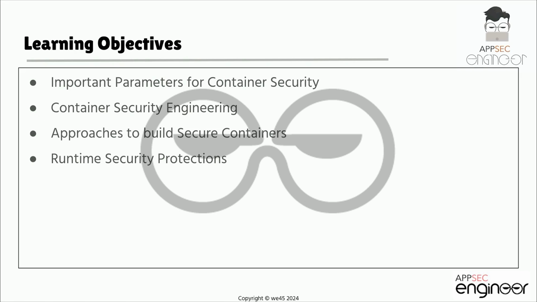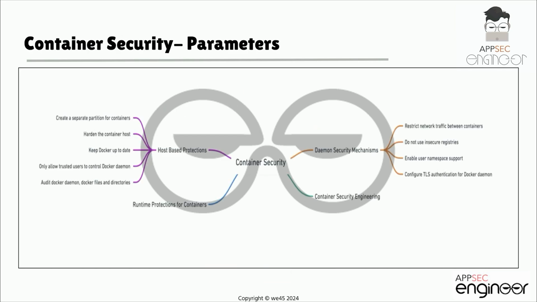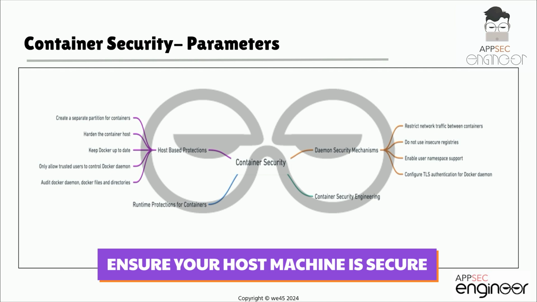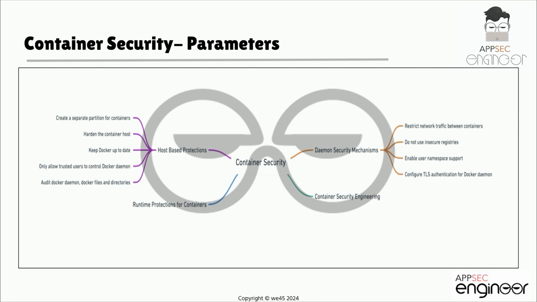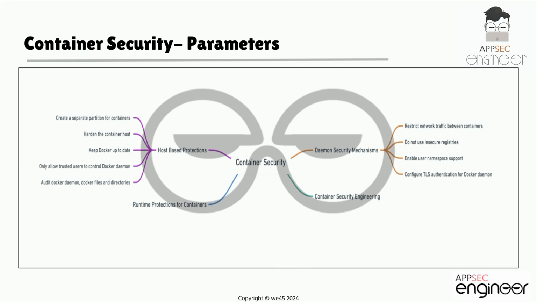So when it comes to container security, there are 4 key concepts you have to keep in mind. Your containers at the end of the day are still running on the host machines, right? So the first thing you have to do is ensure that the host machine where you are running your Docker containers is secure. You can start off by creating a separate partition for containers, and you also have to make sure that the container host machine has been hardened. Also, keep your Docker up to date, as they are releasing patches, especially for security, quite often.